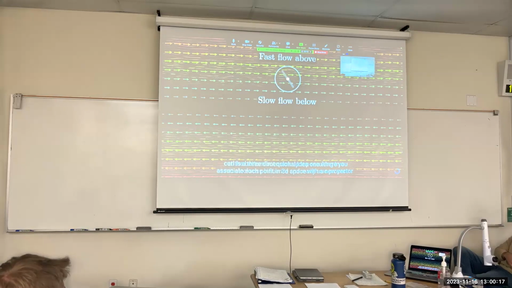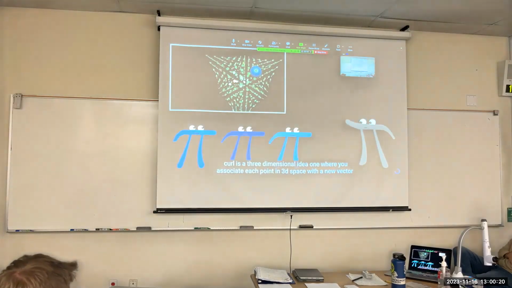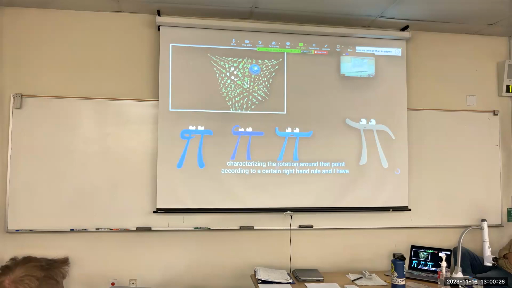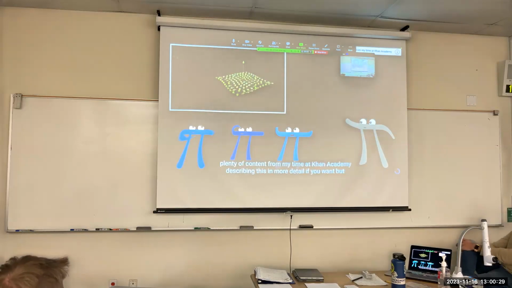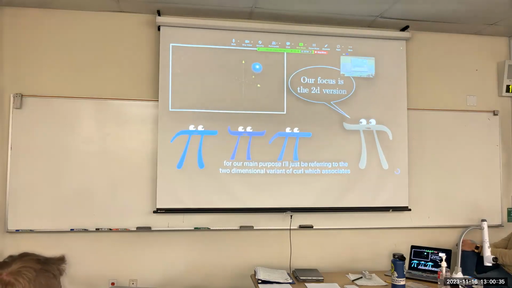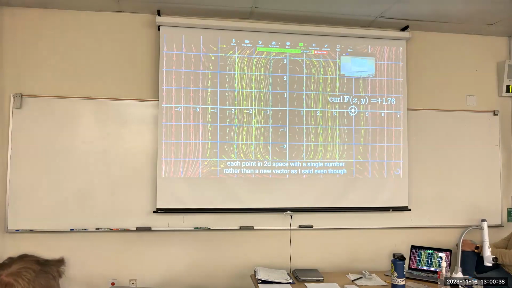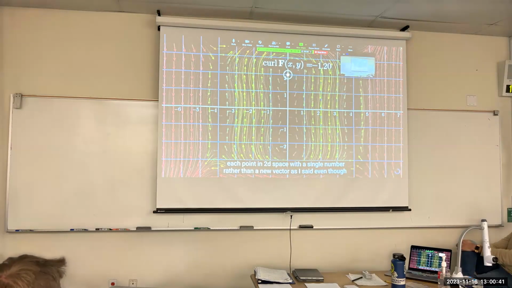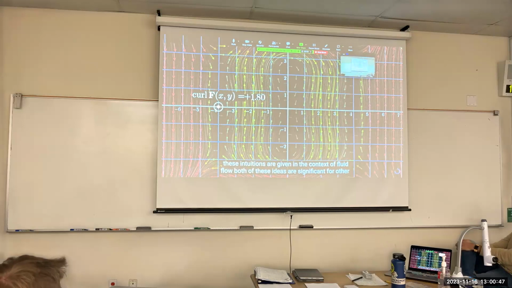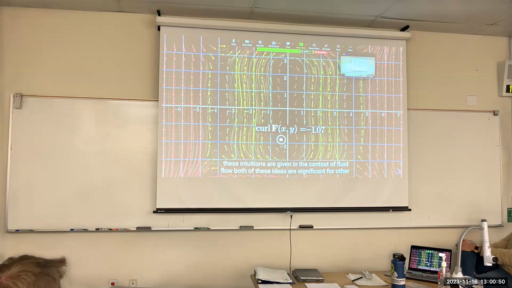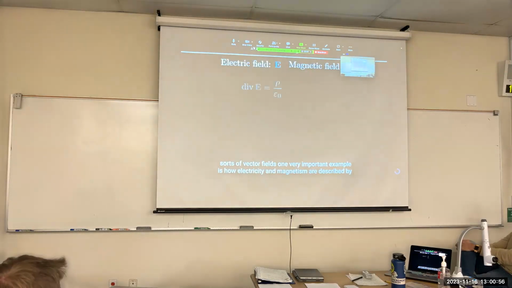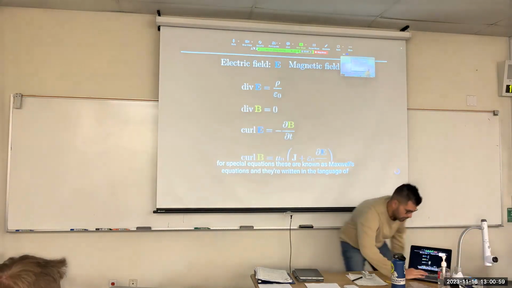And really, true proper curl is a three-dimensional idea, one where you associate each point in 3D space with a new vector characterizing the rotation around that point according to a certain right-hand rule. And I have plenty of content from my time at Khan Academy describing this in more detail if you want. But for our main purpose, I'll just be referring to the two-dimensional variant of curl, which associates each point in 2D space with a single number rather than a new vector. As I said, even though these intuitions are given in the context of fluid flow, both of these ideas are significant for other sorts of vector fields. One very important example is how electricity and magnetism are described by 4 special equations. These are known as Maxwell's equations.